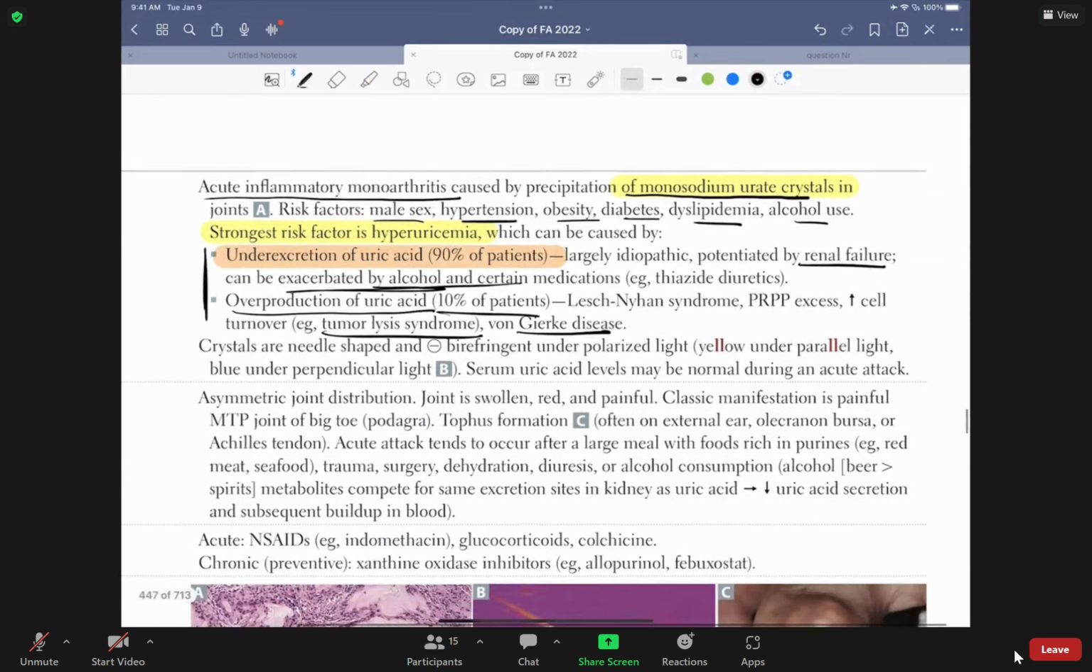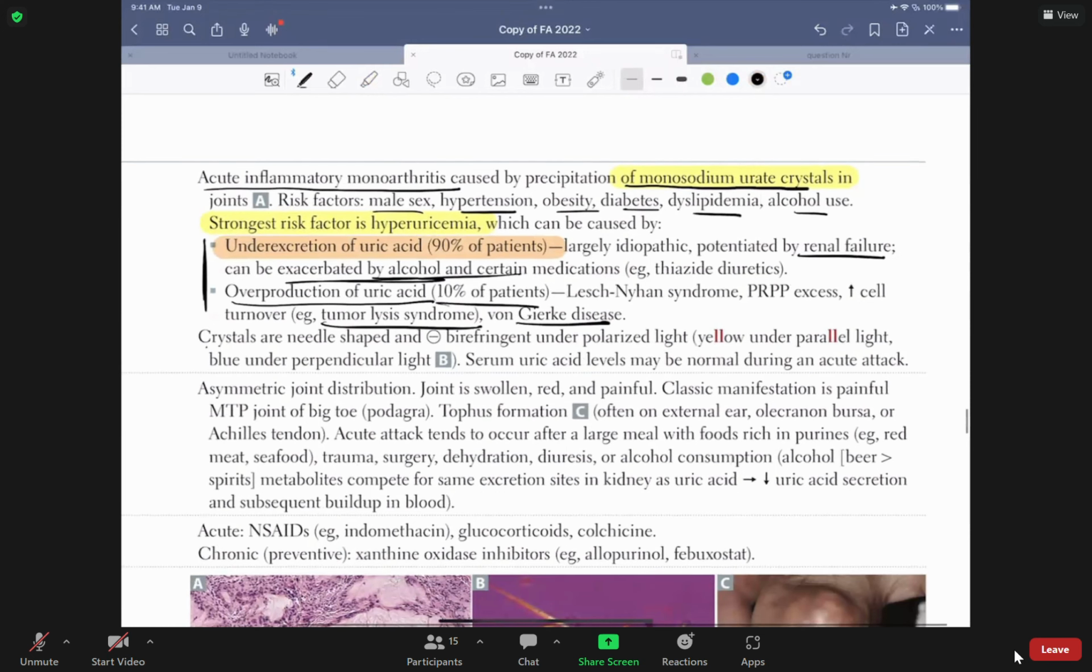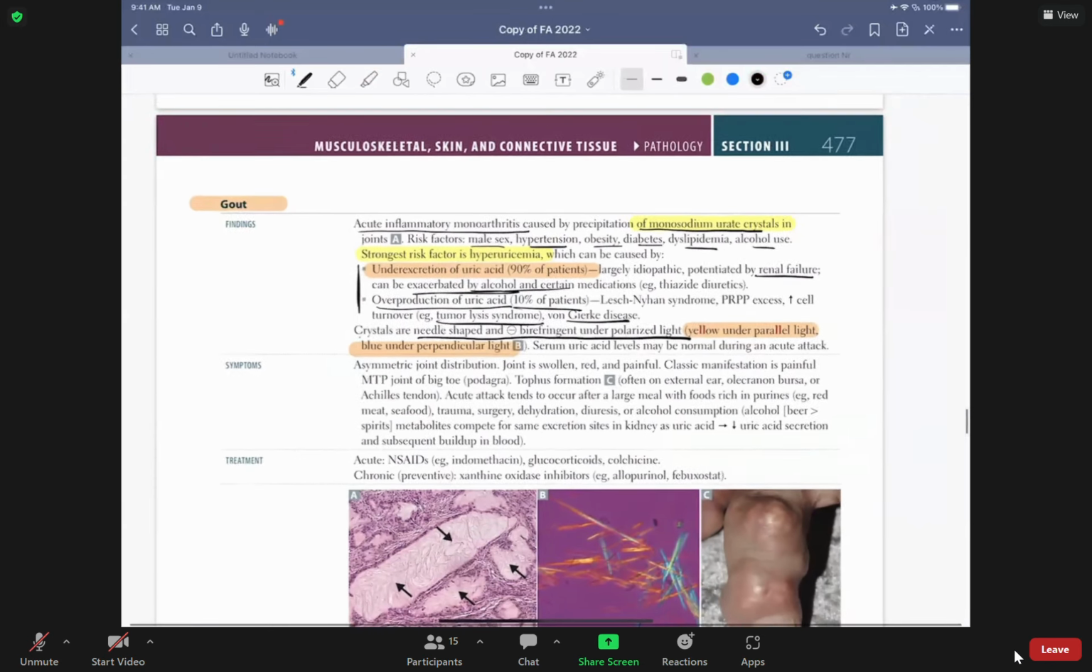The next thing you need to know, when we look at those crystals, these are needle shaped with negative birefringence under polarized light. You have to know that. And you also have to know it's yellow under parallel light and blue under perpendicular light. I know it's level 2, but they are asking that too. You need to know that. Okay, so that's the finding of gout.